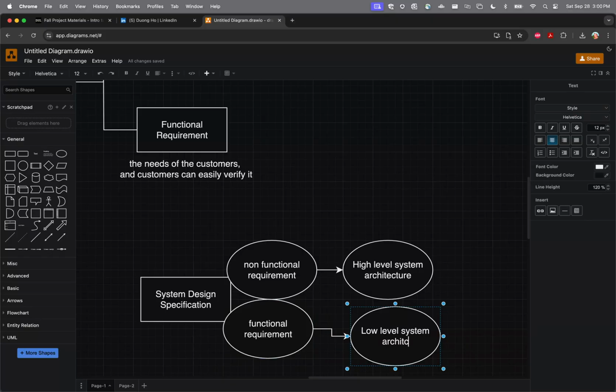Don't complicate these, right? Just think of low-level system architecture as really all the class diagram. Hey, how are you going to design this class? How is this class going to talk to another class? Those things you can look more into what is known as a collaboration diagram or sequence diagram, right? Also look into the class diagram.